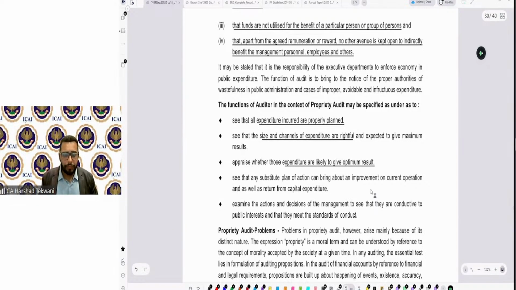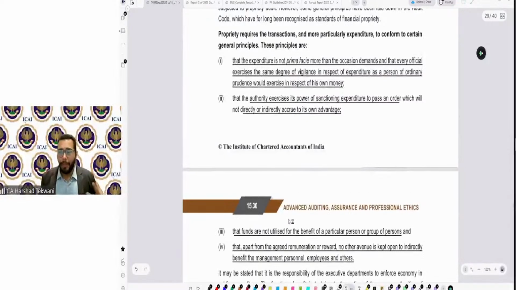So all these things, such as return from capital expenditure and whether expenditure is done keeping public interest in mind, help to understand the appropriateness of an expenditure, and whether a project is appropriate with respect to the public interest. And that is a proprietary audit. It's more on the moral or ethical side, talking about the public at large.